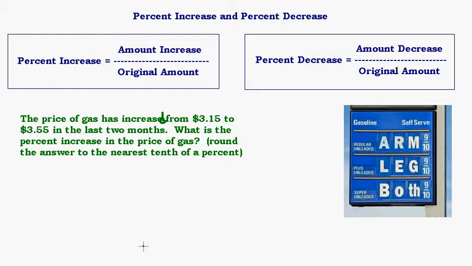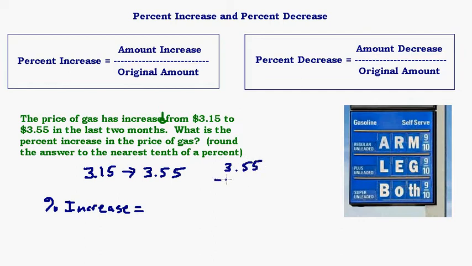What is the percent increase in the price of gas? Round the answer to the nearest tenth of a percent. Well, if you think you know how to do this, pause the video and give it a try, and then start the video again and see how you did. Okay, so we're going from $3.15 to $3.55. So this is a percent increase problem. So in order to find our percent of increase, we need to take the amount that we increased. So how much did this go up? To find that, we need to subtract. And you could probably do this in your head. But if you can't, just line up your decimals and go ahead and subtract.